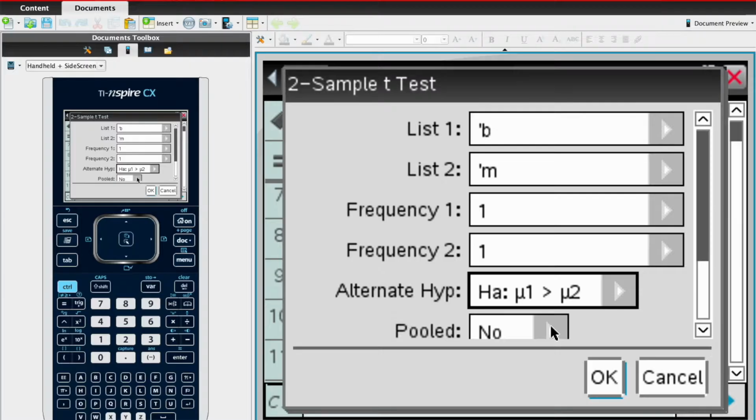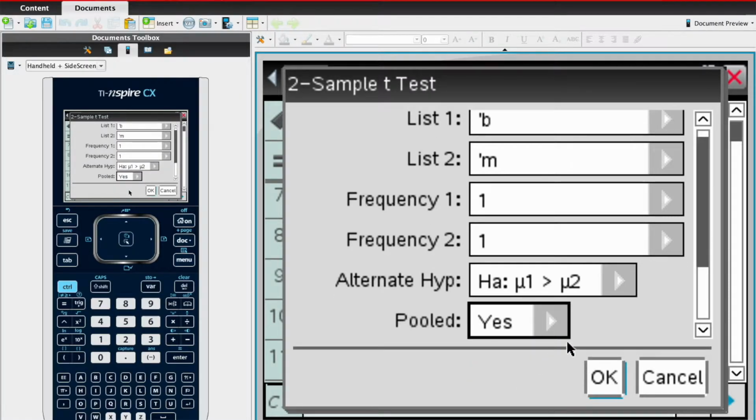And this is actually kind of dangerous. Pooled is always yes. So we've got equal variances, normally distributed. By and large, pooled is yes. To be honest, I don't think I've seen a question where pooled isn't yes. I believe it's always going to be yes.